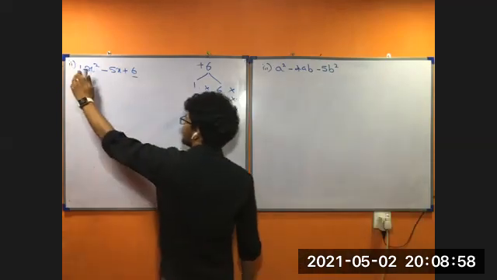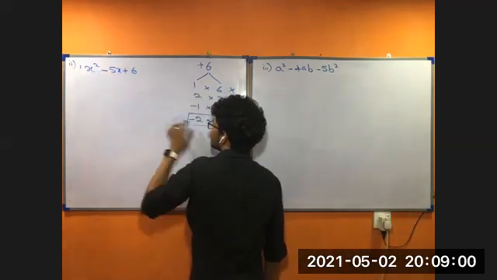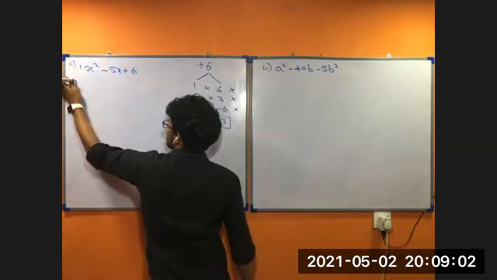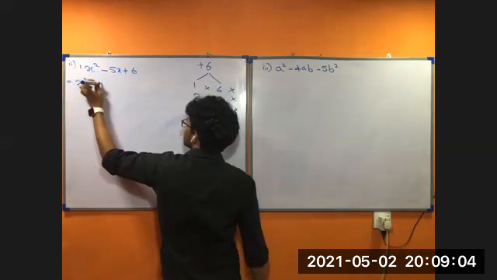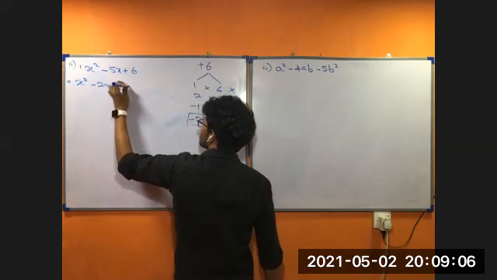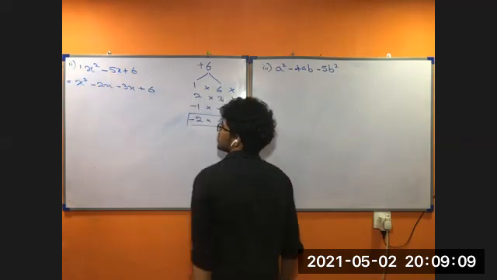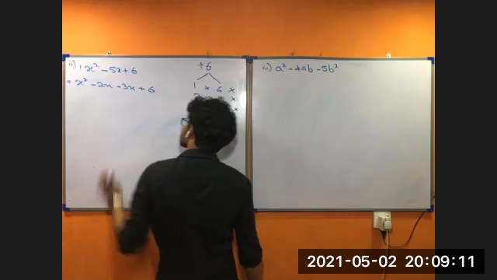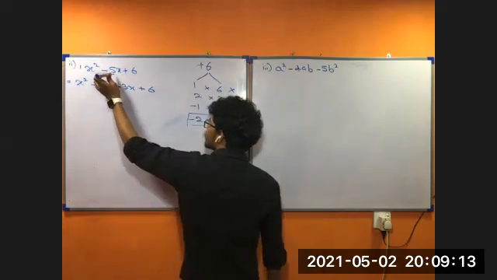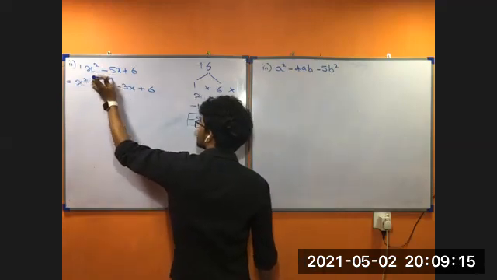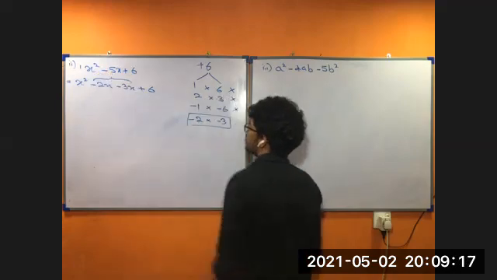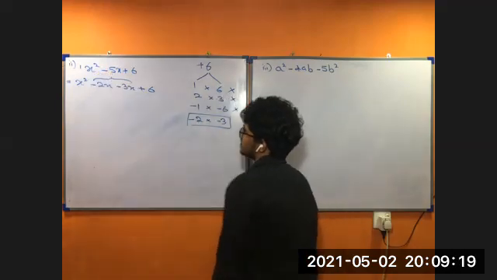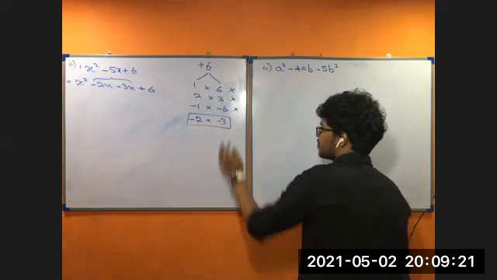So now we are going to break this 5 into 2 parts. It is going to be x squared minus 2x minus 3x plus 6, right? That's a new part. Minus 5 I broke into 2 parts because of this, minus 2 and minus 3.